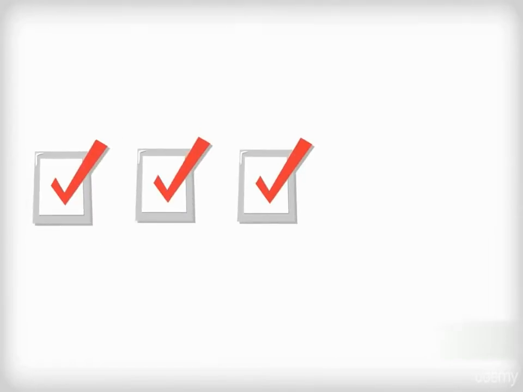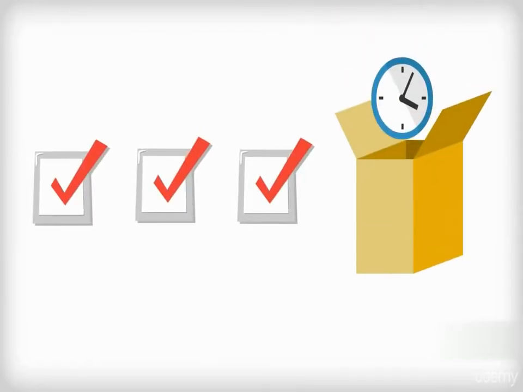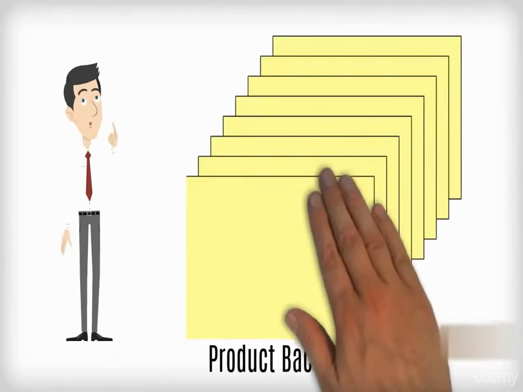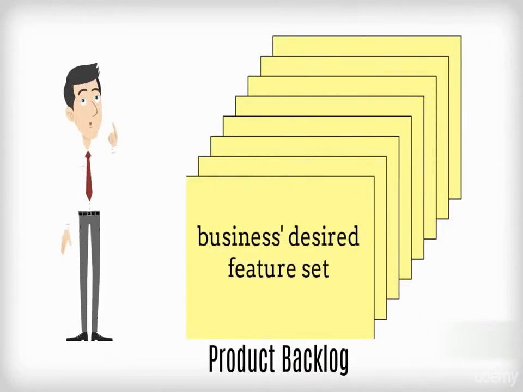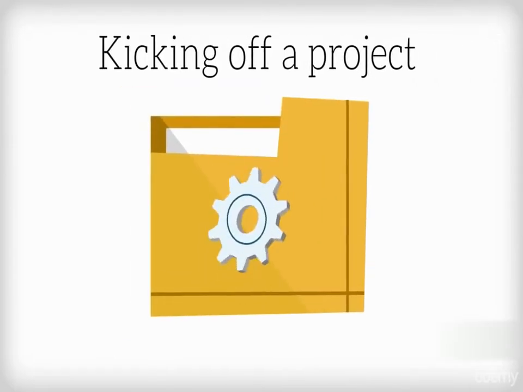Chapter 6. Building the Product Backlog. Even before the roles are filled or time boxes are arranged, the product owner will need to build a product backlog with the business's desired feature set. Kicking off a project without a project backlog is like setting it up for a fall.